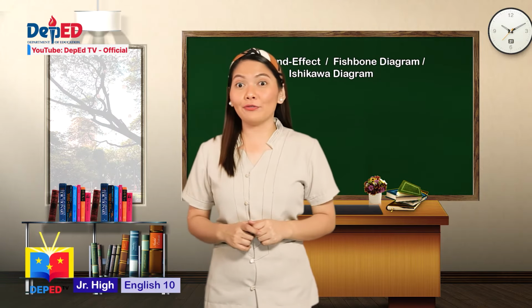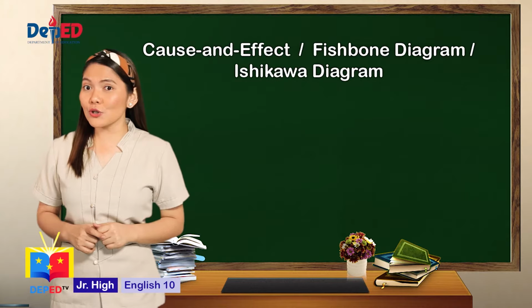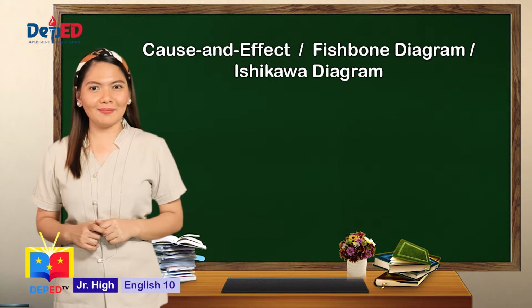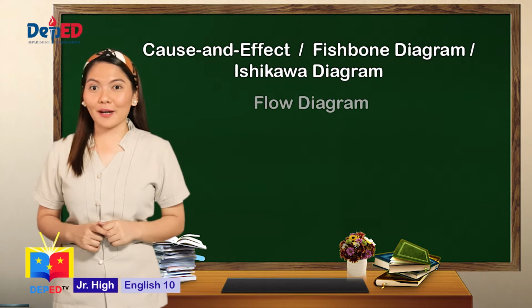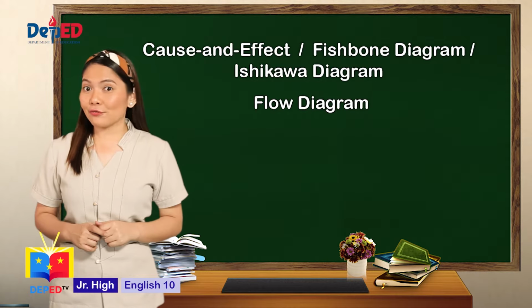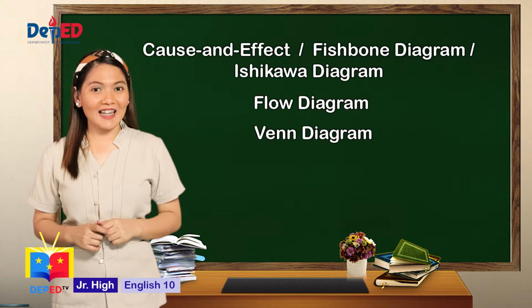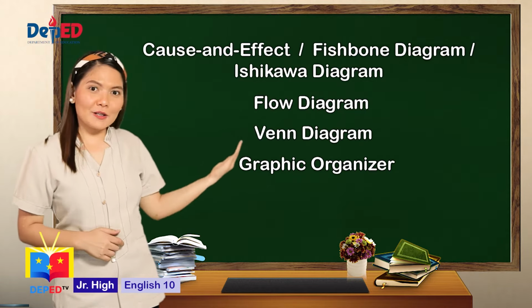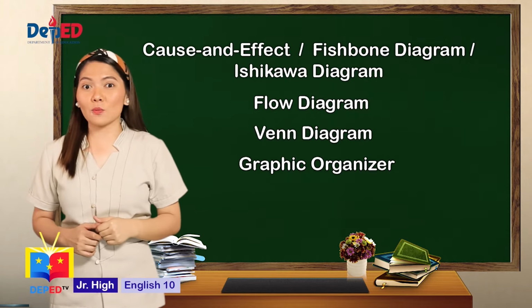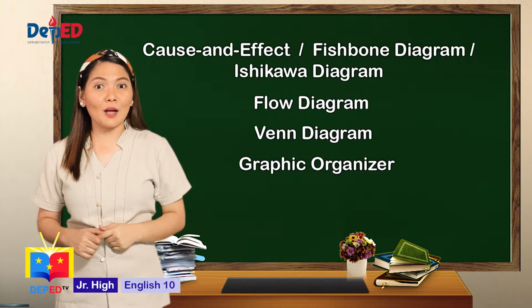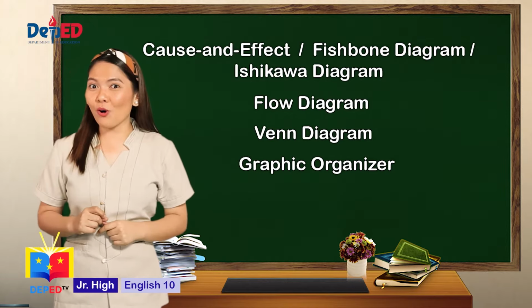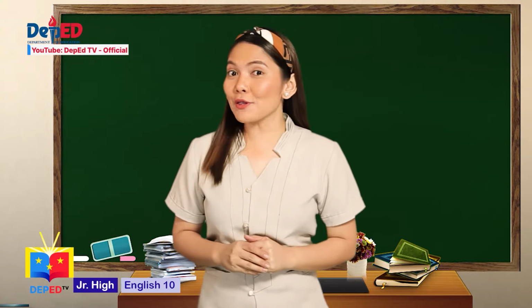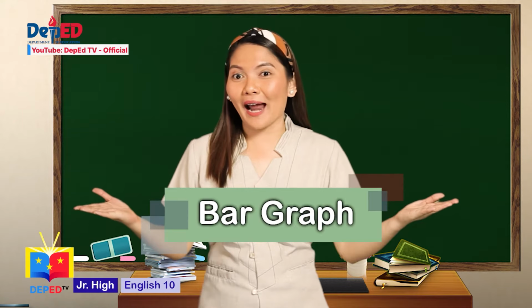Cause and effect or fishbone diagram, also known as Ishikawa diagram, flow diagram, Venn diagram, graphic organizer. These are just some of the textual aids we studied last time. But wait, there's more! Another textual aid is a bar graph.